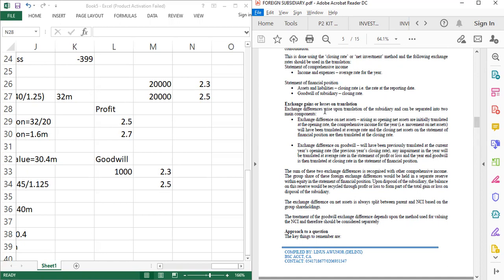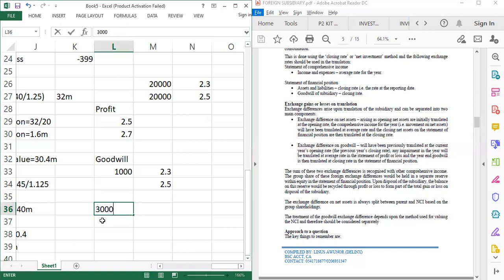All right. The sum of the two exchange differences is recognized in other comprehensive income. This is not a normal exchange loss that we will send to statement of profit or loss. Normal exchange loss will be sent to statement of profit or loss. But exchange gains or losses on translation of a subsidiary will be treated in other comprehensive income. The group share of this foreign exchange difference will be held in a separate reserve within equity in the statement of financial position.